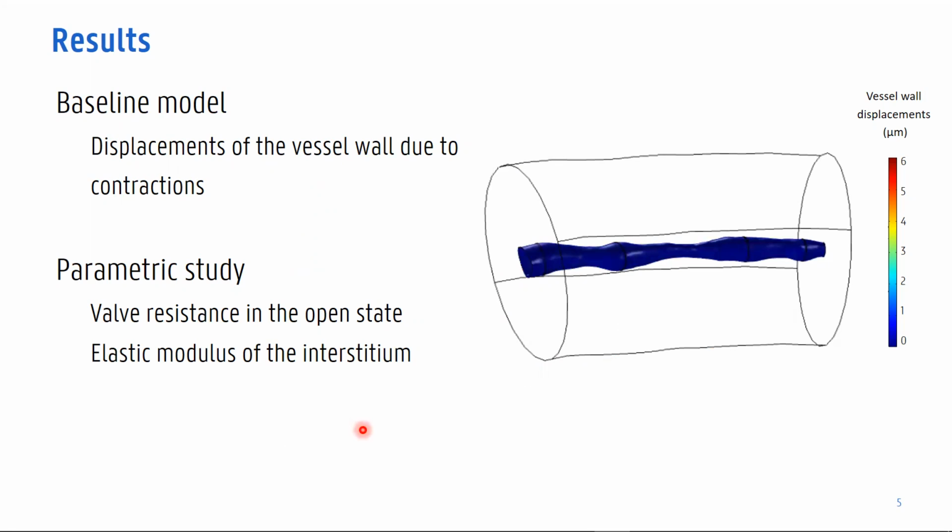Too low valve resistance will cause leaking valves, which can be a cause for lymphedema, and a too high elastic modulus of the interstitium will limit the deformation of the vessel wall, which can be a consequence of lymphedema.